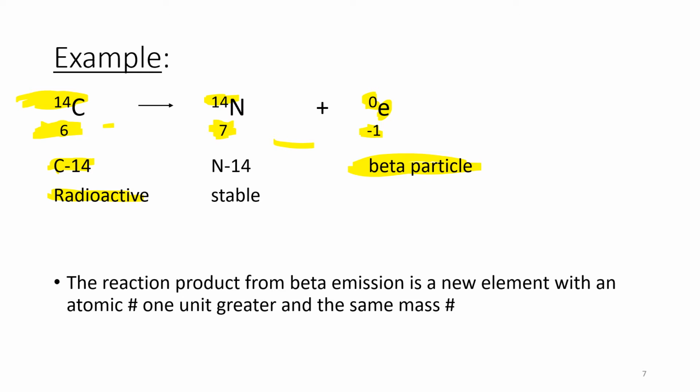So we use our atomic number 7 to determine that, and atomic number 7 is nitrogen. So now we know our new element, what we created.